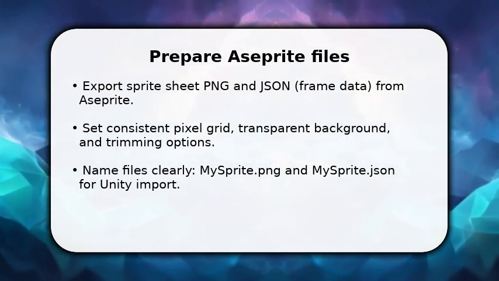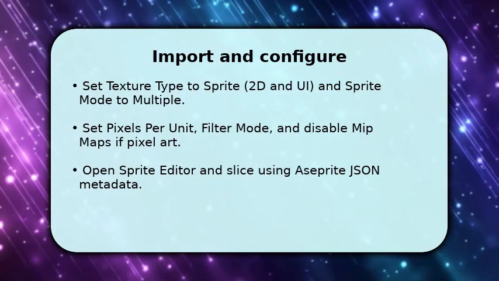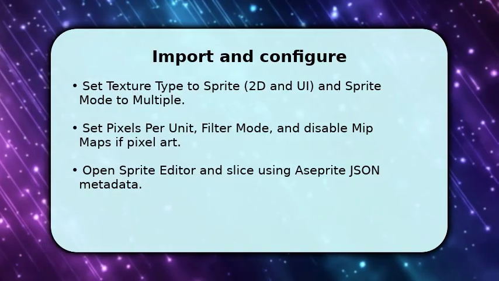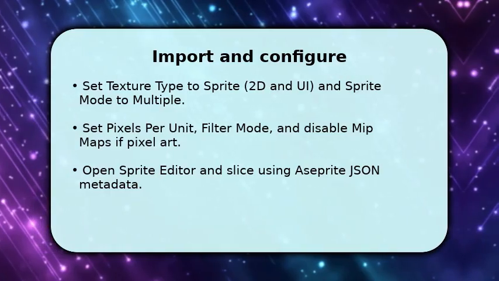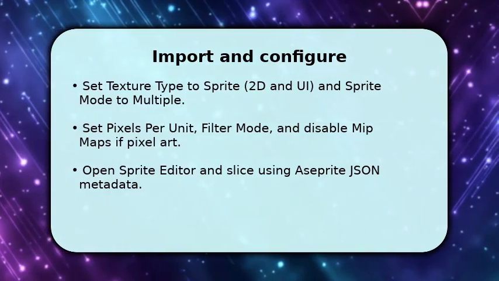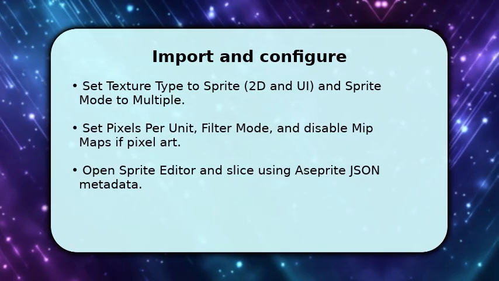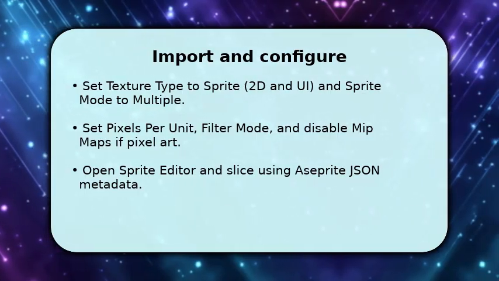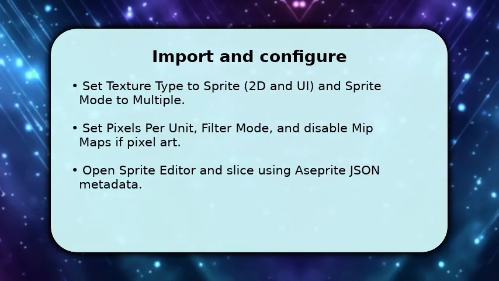You open the PNG in Unity and change texture type to Sprite 2D and UI and Sprite mode to multiple. Make sure pixels per unit matches your game scale and set filter mode to point if you want crisp pixels. Once applied, click Sprite Editor, choose Slice, and import the Aseprite JSON metadata so frames align exactly. After slicing, you can preview frames and rename slices. This step links Aseprite timing and regions to Unity sprites for accurate animation construction.